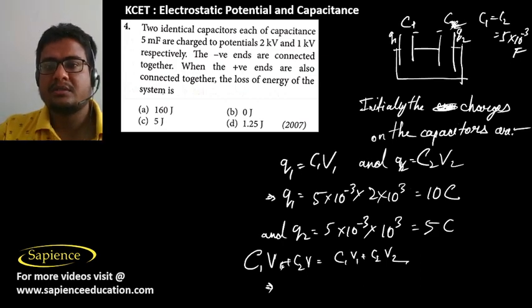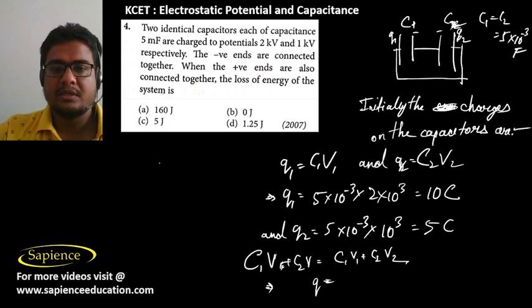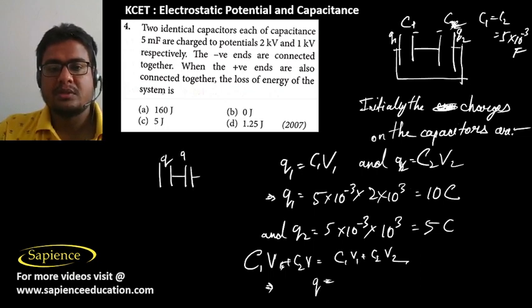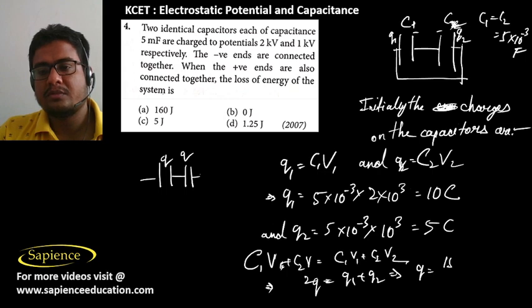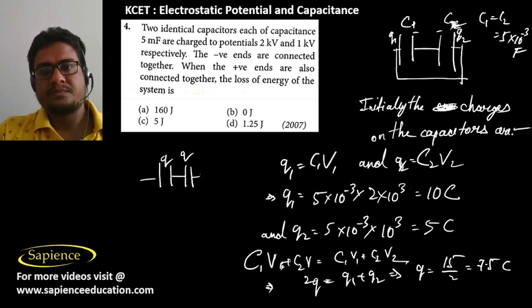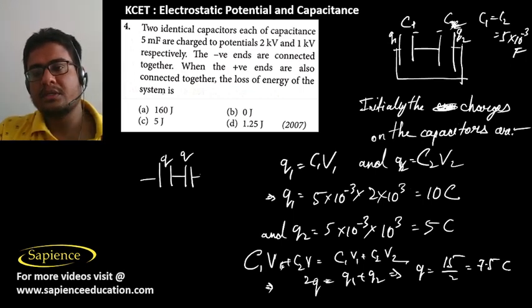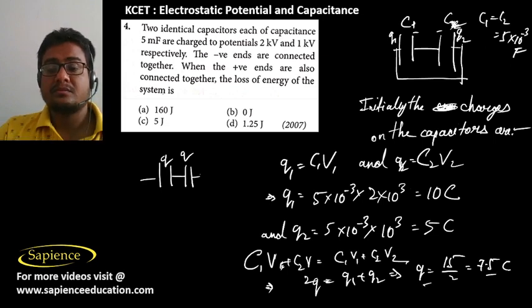Or I can say that their total charge will remain conserved. So I can say that if the final charges are Q and Q, then 2Q will be equal to q1 plus q2. It means that Q will be equal to 15 by 2, that is 7.5. So when they are connected, each of them will have 7.5 charge.